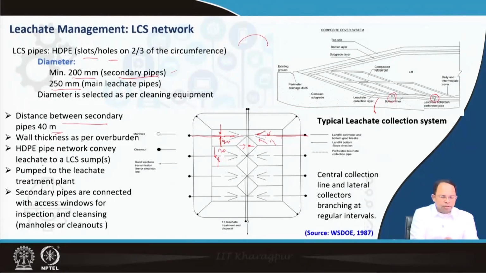So the HDPE pipe network conveys the leachate to the leachate sump, and from there it is pumped to the leachate treatment plant. Secondary pipes are connected with access windows for inspection and cleaning, the manholes and cleanouts. As you can see, at the end of the pipes there are cleanouts. So if the pipe gets clogged, we can actually clean it using different systems.